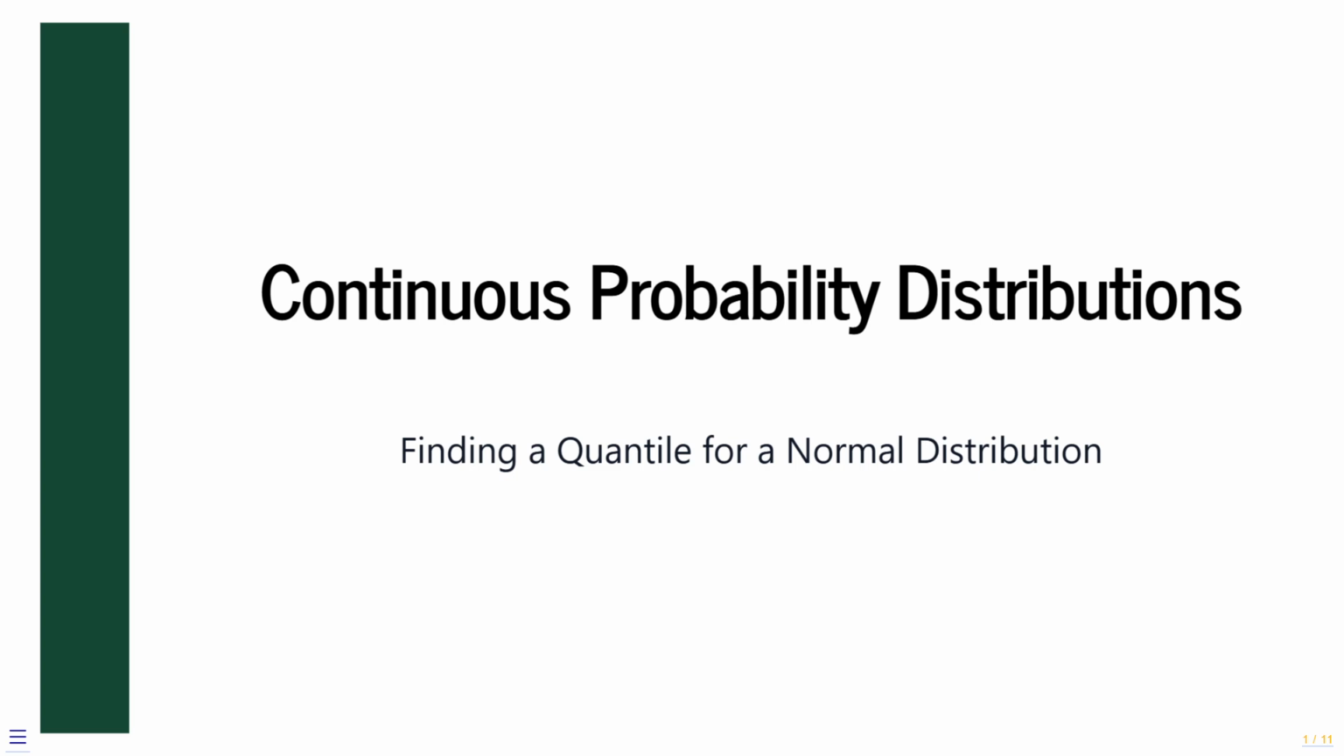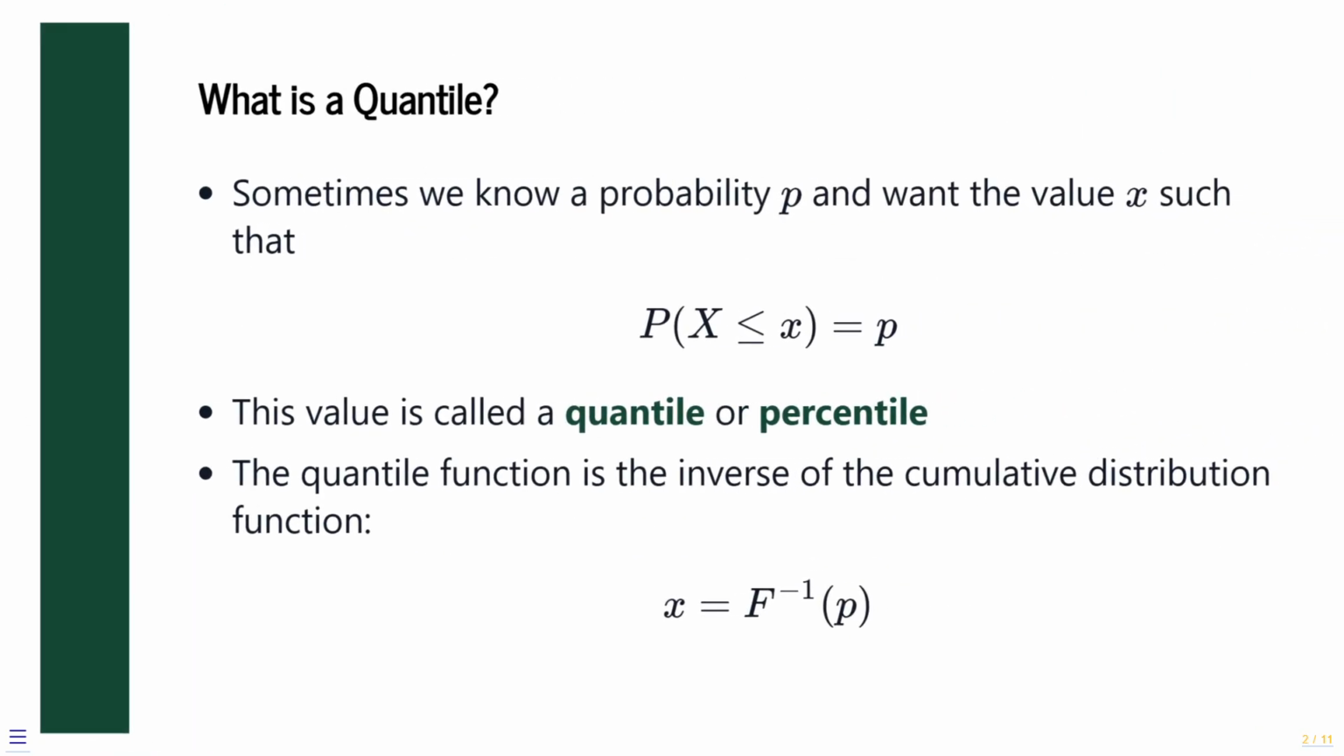In many statistical applications, we are not just interested in computing probabilities. Instead, we often start with a probability and want to determine the corresponding cutoff value. This cutoff is called a quantile or percentile. For example, we might want to know the value below which 95% of observations fall.